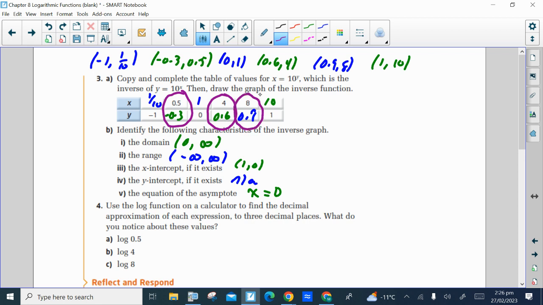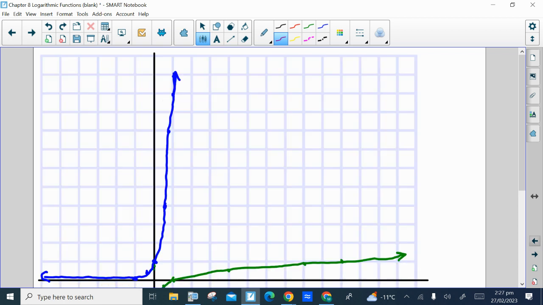So really what we've done here is we have the table of values for y equals log x. We let x equal 0.5, and when we put that in for the log of 0.5, we got negative 0.3. When we let x equal 4 and we took the log of 4, we got 0.6. That gave us the y value. And same thing with the point (8, 0.9). So this table matches the equation y equals log x, and so this graph matches the graph of y equals log x. This one was y equals 10 to the power x.